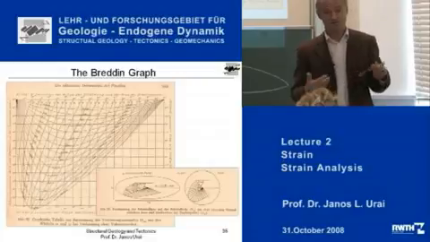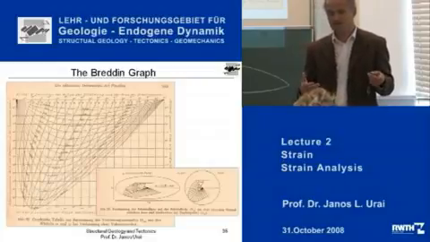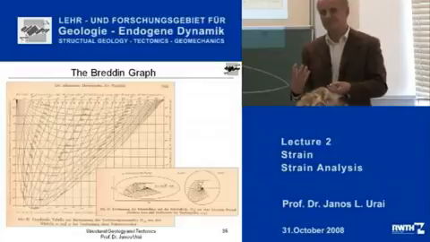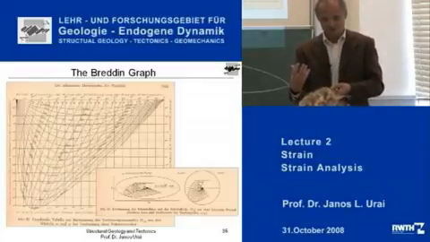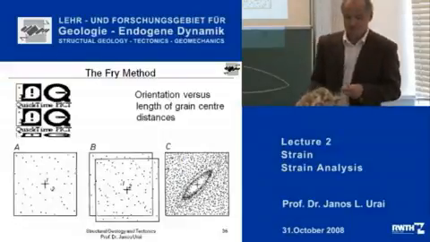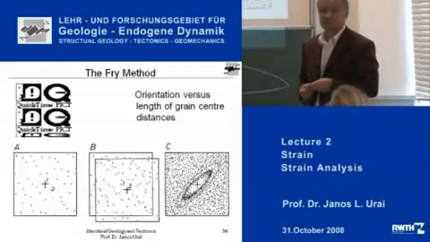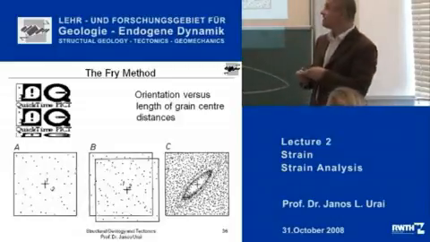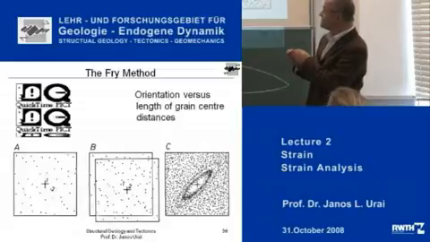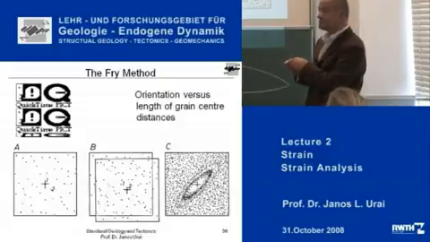There are a lot of different strain analysis methods, all depending on what you have for objects. For example, if you have a sandstone, then you use the method devised by Norm Fry, quite a famous structural geologist from England. And what you do there is you take these sand grains in a thin section, you put a transparent sheet on it, and you mark the center of each of these sand grains.